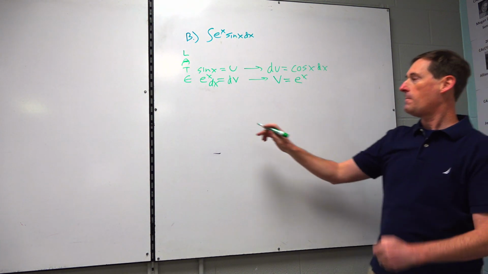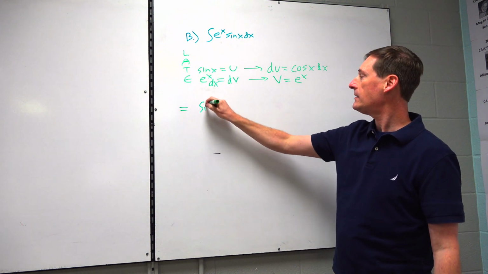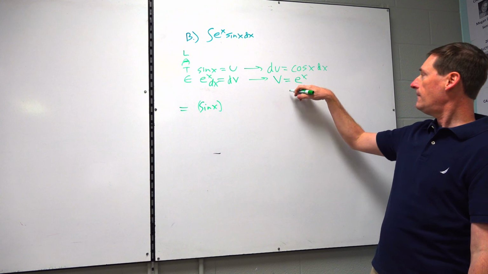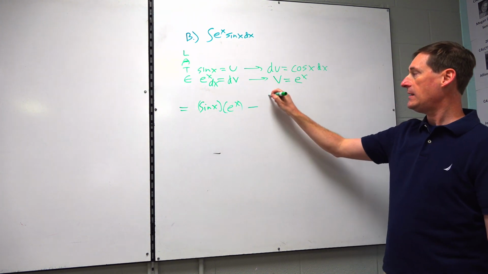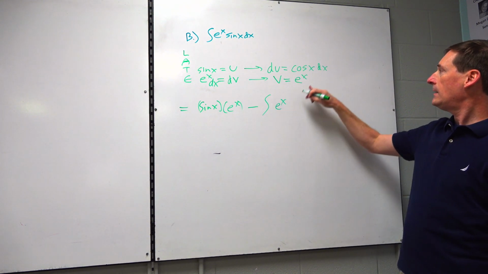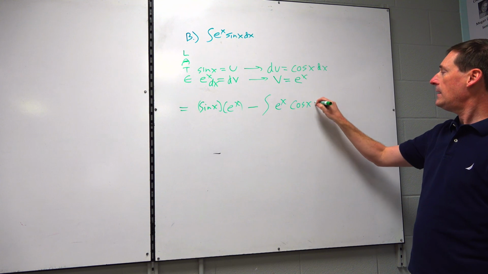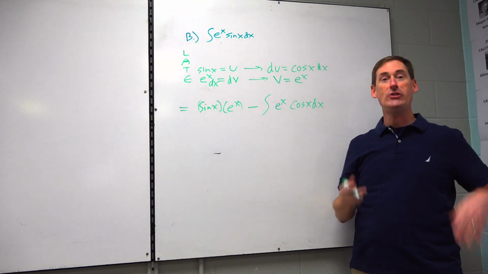Okay? So, now we go to the formula. uv, sine of x is u. V is e to the x. uv minus the integral of v du. E to the x cosine x dx. All you have to do is integrate this and you're done.